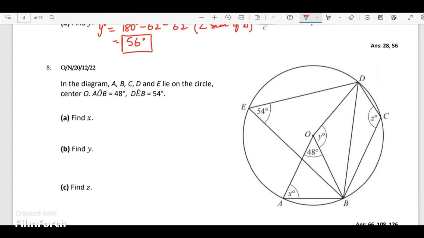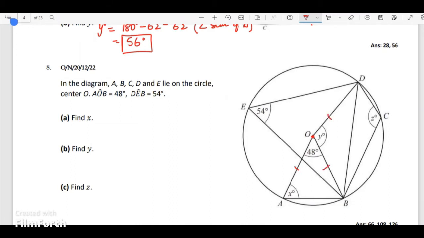Question number 8 now. Angle AOB is 48 degrees, DEB is 54 degrees. Everything is given on the diagram, we have to find x. So first of all, the center is given. Let's label the radii, this, and this. They would be all equal.